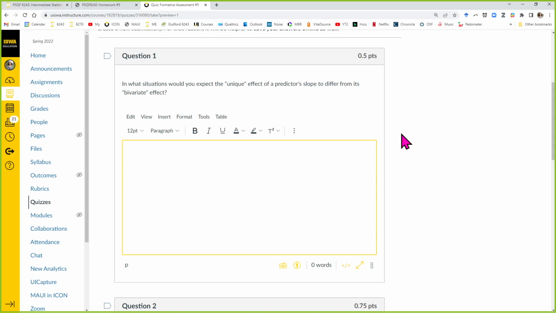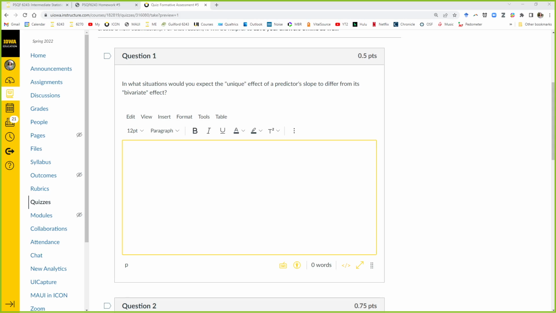That is a more specific answer than I was looking for, but it is true. So if two predictors are negatively related, then oftentimes their unique effects can be larger than their bivariate effects. It's a term called suppression. But more generally, what has to be true for a bivariate effect to differ from a unique effect? When I need to control for the other predictors. Yeah, we have to have other predictors in the model. And what has to be true about the predictors then? Yeah, they have to be related.